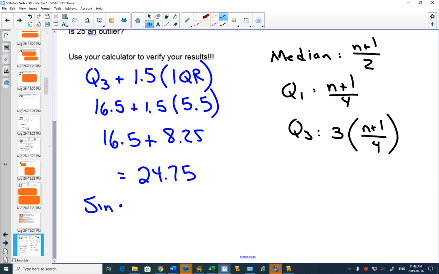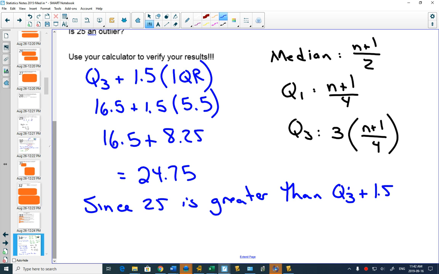Since $25 is greater than quartile 3 plus 1.5 times the interquartile range, it is an outlier.